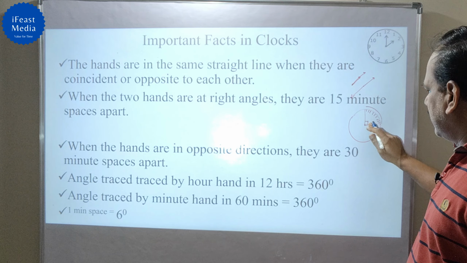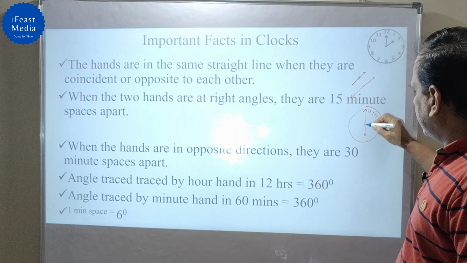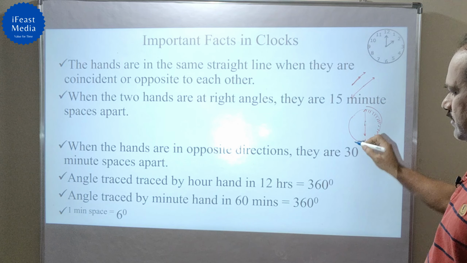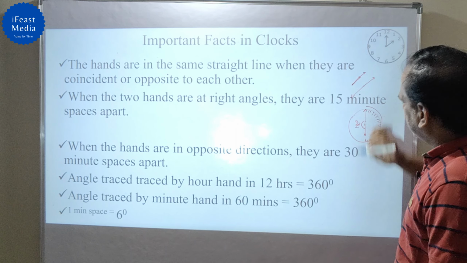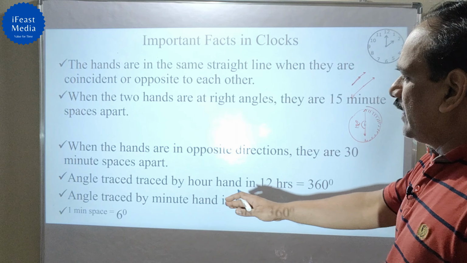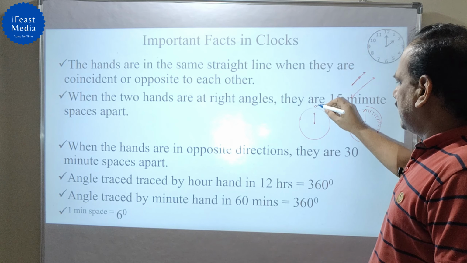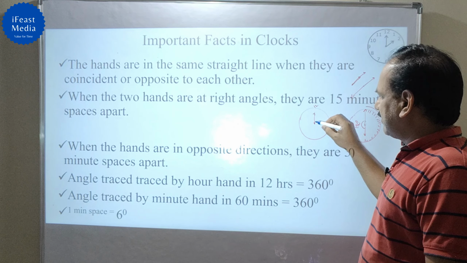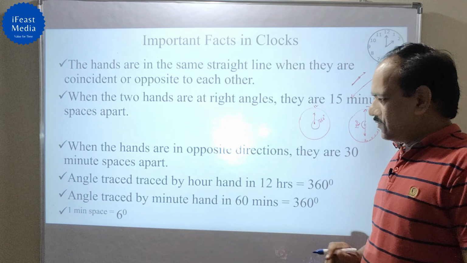If this is the hour hand and this is the minute hand, then the distance between them is 30 minute spaces, right? And they are at 180 degrees. The angle between them is 180 degrees. And the angle traced by the hour hand in 12 hours is 360 degrees. Suppose it starts from 12 o'clock. After 12 hours, it will come back to 12 again. So it covers an angle of 360 degrees in 12 hours.